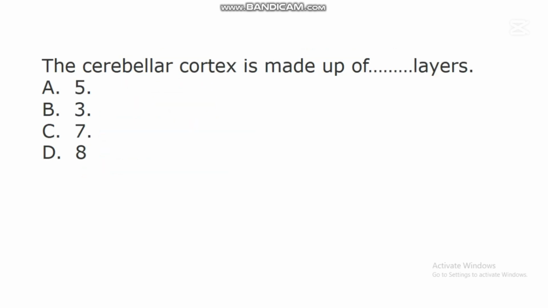The next question says, the cerebellar cortex is made up of dash layers. A. 5. B. 3. C. 7. D. 8. In this question, the correct answer is B. 3. Studies have shown that the cerebellar cortex is made up of 3 layers.